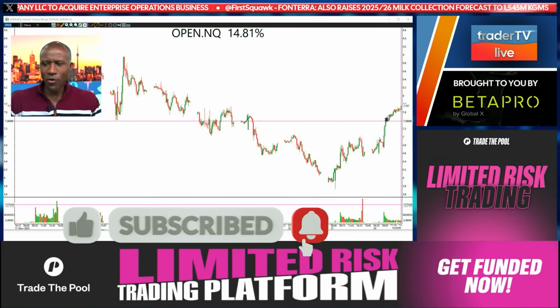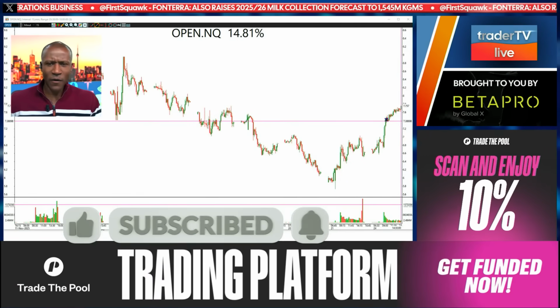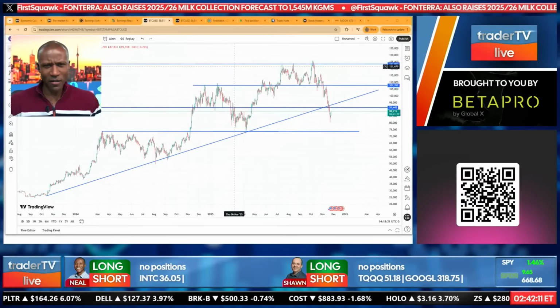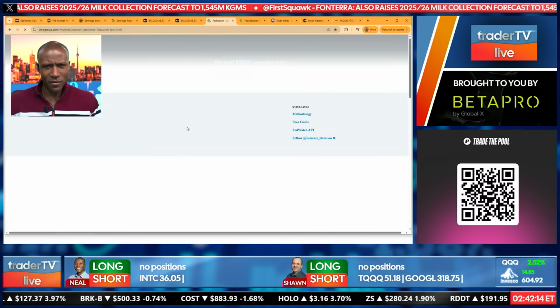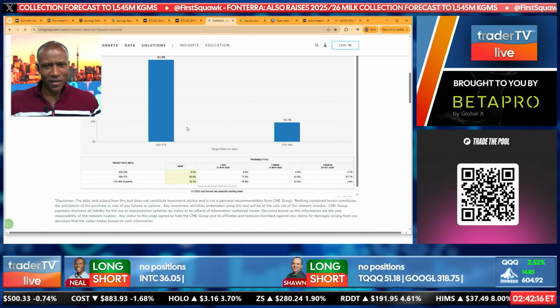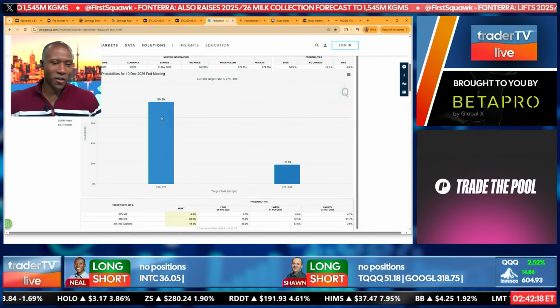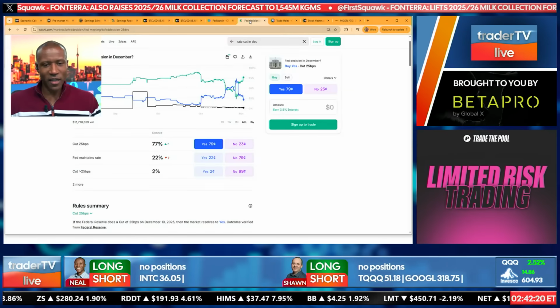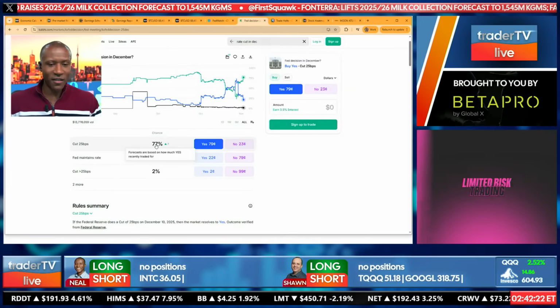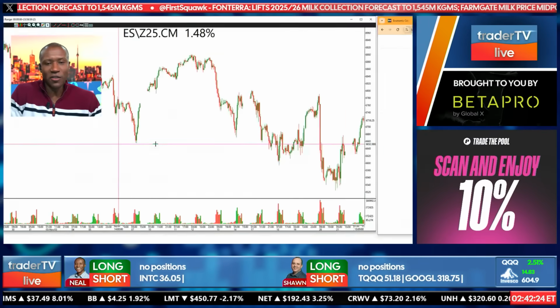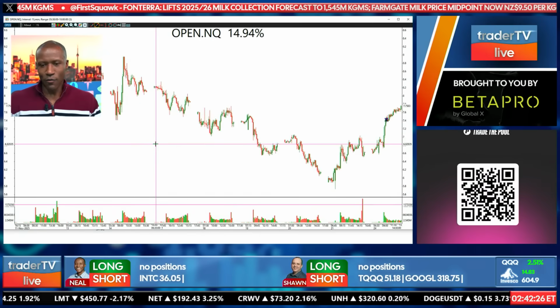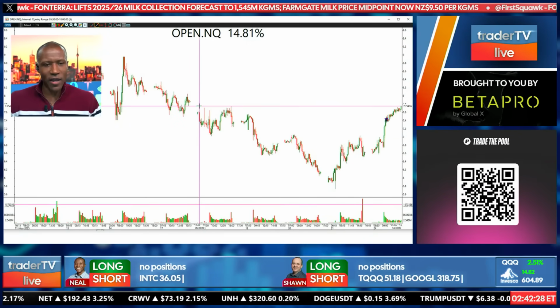The other thing that's also going on is, what did we get up to, 74% on the Fed Watch tool, maybe? Oh shoot, we're at 81% now. We were in the 70s, now we're at 81% of a December cut. You got 77% over at Kalshi, so that continues to climb, and that's going to bode well for Open in a certain sense. So yeah, it's in a bit of a breakout.